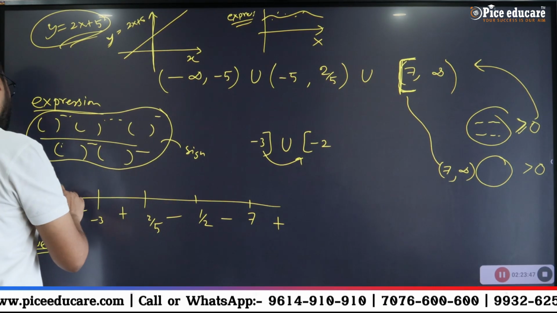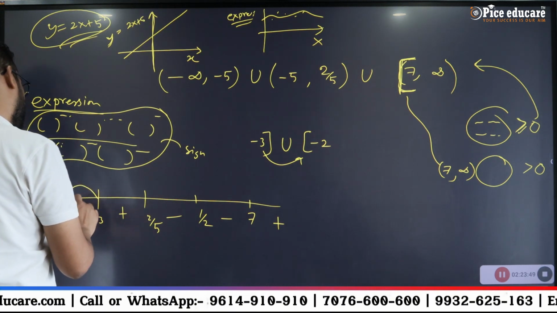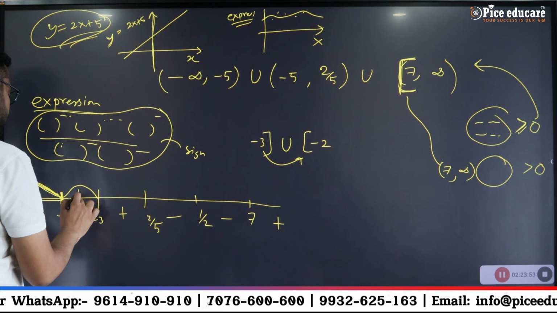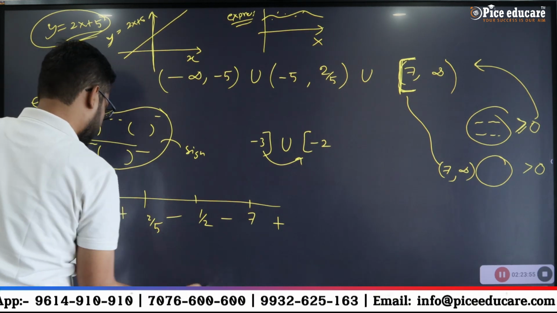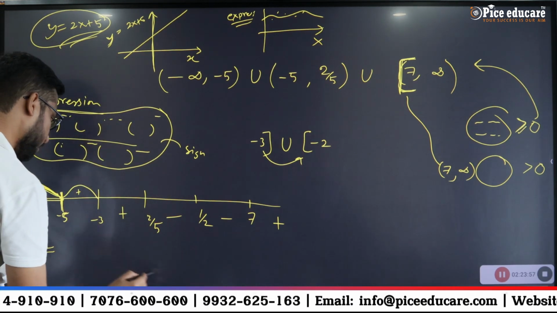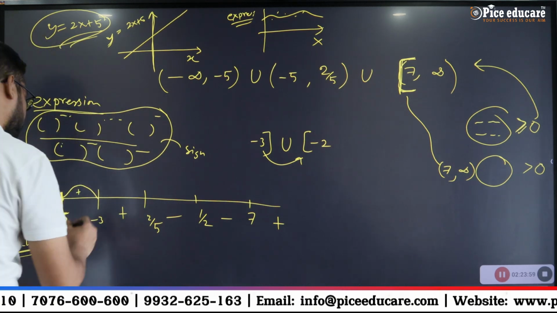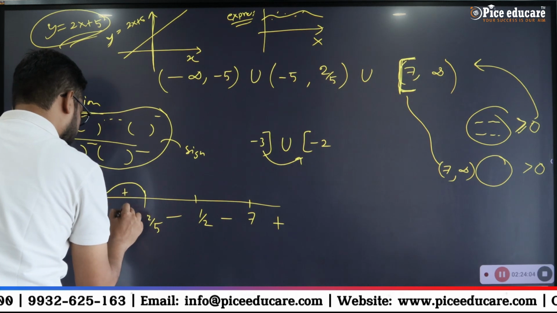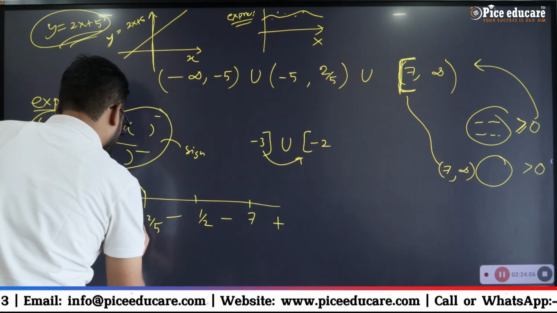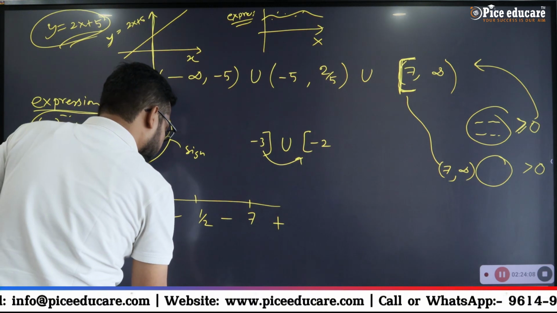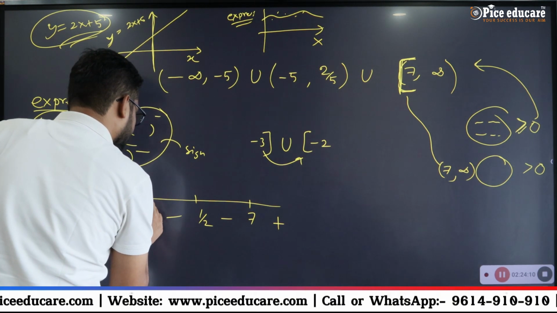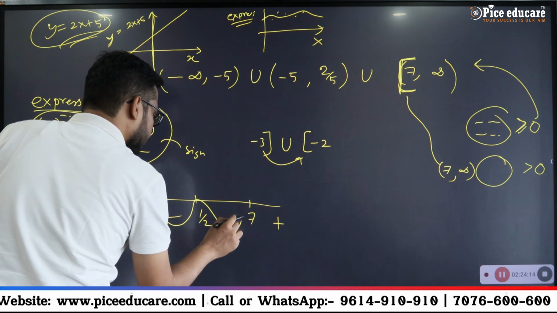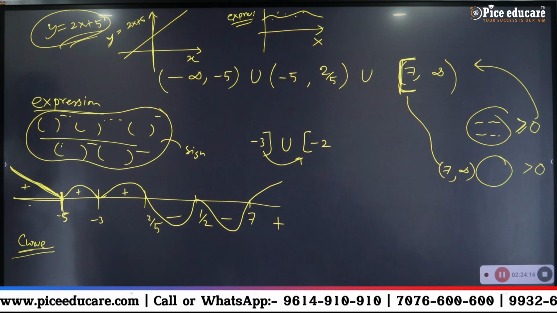Then again it is positive. We are not drawing the graph, but we are representing this positive with this drawing. Then we have again plus, we represent this plus like this, and then finally you have minus, then you have minus, and then finally you have plus.